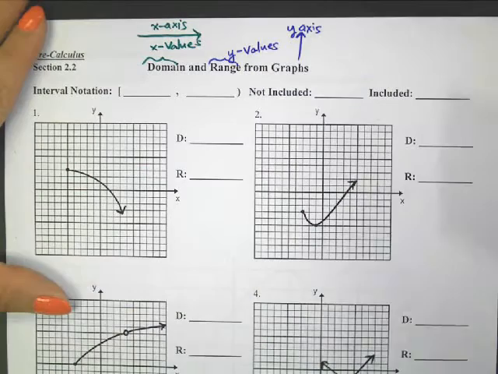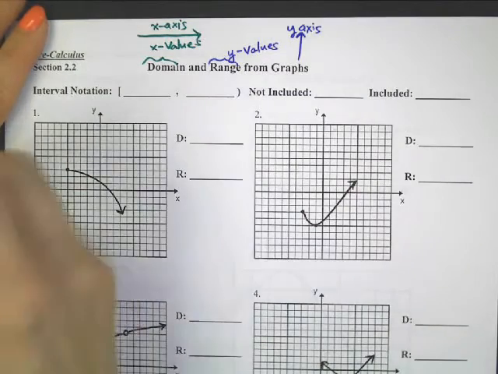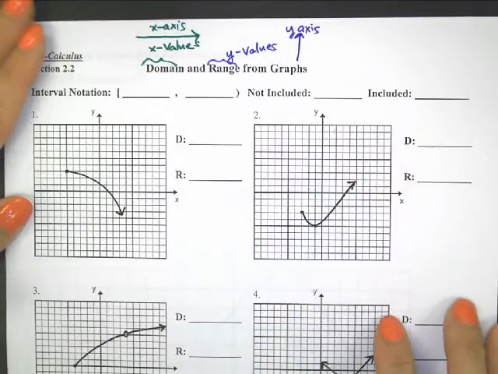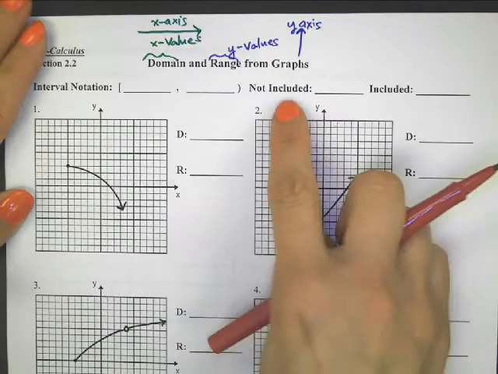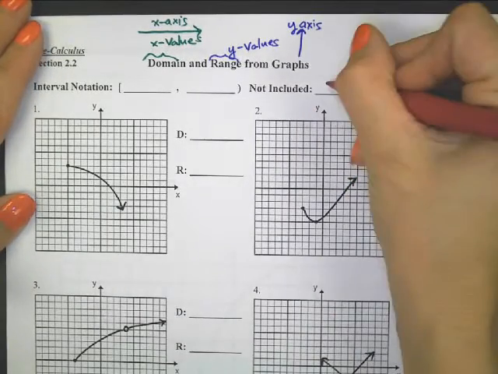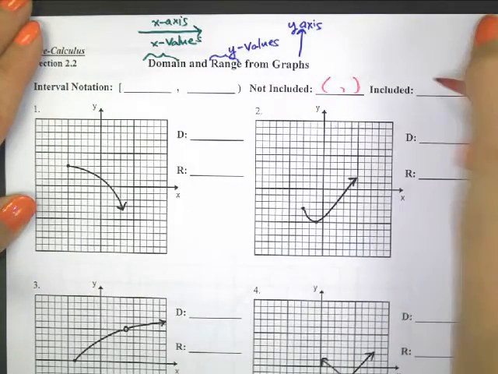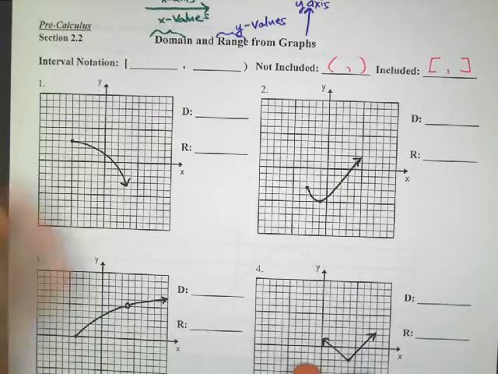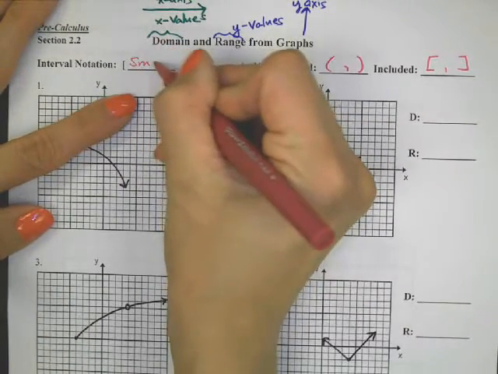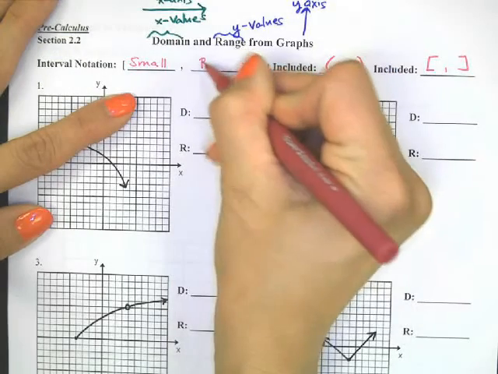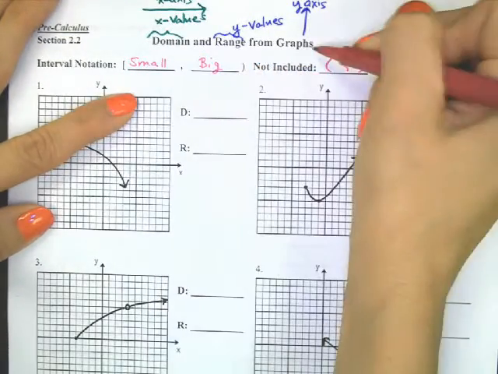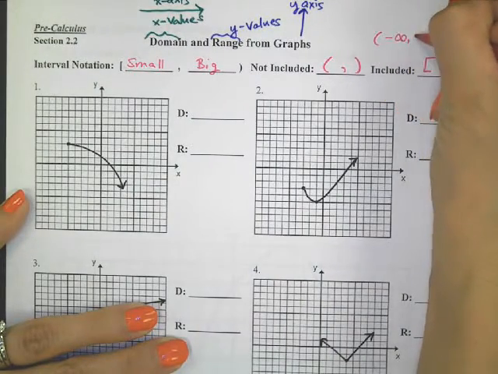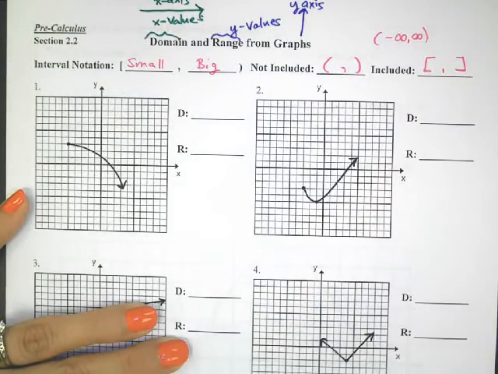Okay? Whenever we write our answers, we're going to use interval notation. So interval notation is going to use brackets and parentheses. Not included is parentheses, and included is brackets. Okay, so that's how you do interval notation, and it always goes small, comma, up to big, whether it's x values or y values. And remember, whenever you have infinities, we're going to use parentheses on those. Okay, those are all the rules.